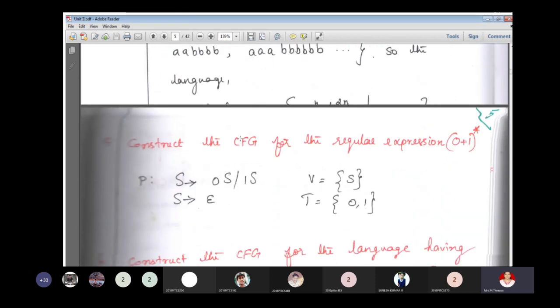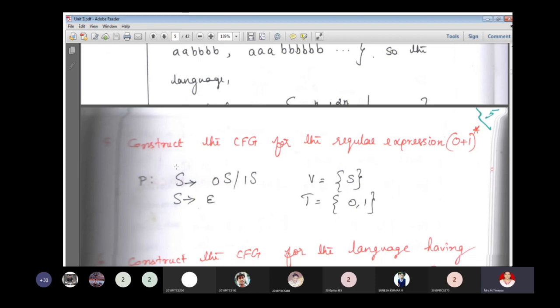Okay, next. Construct a context-free grammar for the regular expression (0+1)*. What is the meaning of (0+1)*? Any string of zeros and ones. So you are asked to write a context-free grammar to generate this regular language. We know that regular language is a subset of context-free language, so you can represent a regular language with a context-free grammar also.